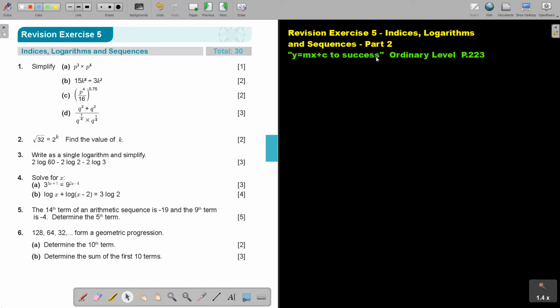Now, before I start with questions 5 and 6, I just quickly want to do a revision of sequences. So go to your textbook on page 206.